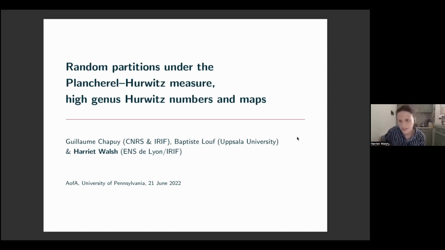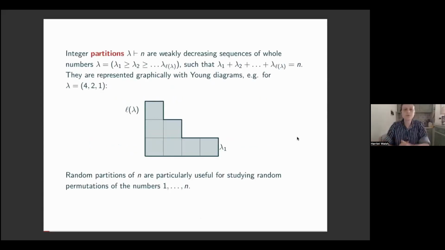So, as mentioned, we're talking about random integer partitions. Partitions, I think, don't need to be defined, but I'll do it anyway. They are weakly increasing sequences of positive whole numbers. And we tend to represent them with Young diagrams. In the French convention, we put a row of boxes with the first part on the bottom, and then stack rows of boxes numbered with each subsequent part and line them to the left, to represent a partition graphically.